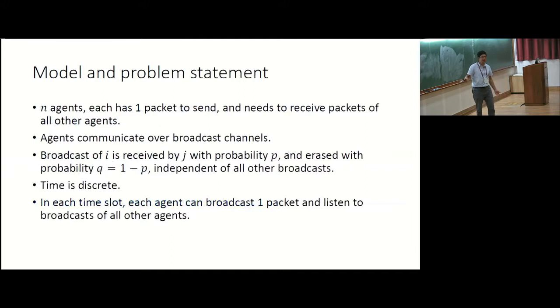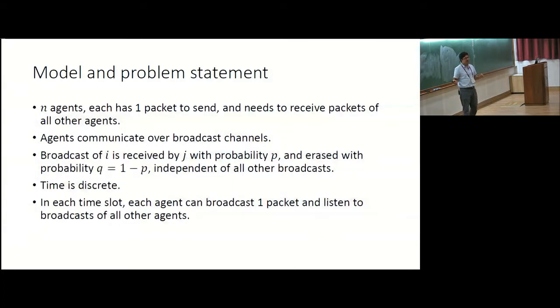Okay, so the way we model this, we have n agents or nodes in a graph, and each has one packet to send, and everybody has to receive everybody else's packets with high probability, not with certainty. And they communicate over broadcast channels. We assume a lot of homogeneity. Maybe this is not reasonable, but this is our assumption. So there's one probability P, so that if i transmits, everybody else hears this with the same probability P, and this is the same for all pairs of nodes.